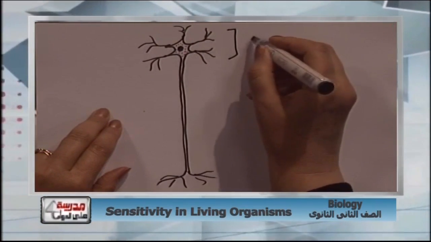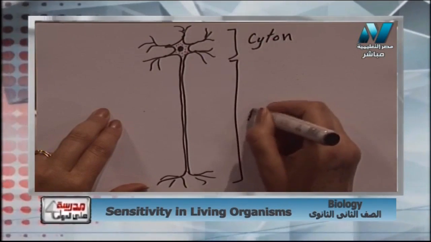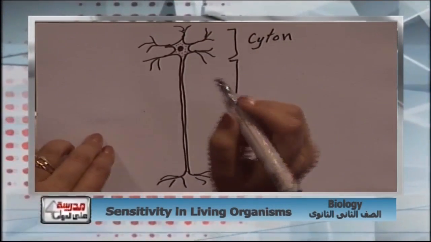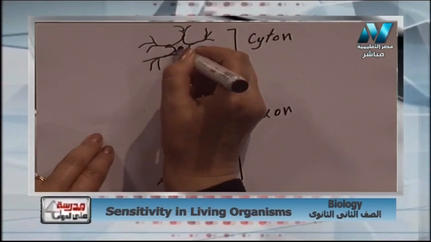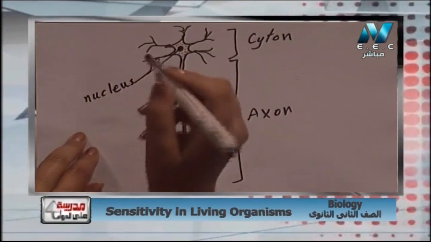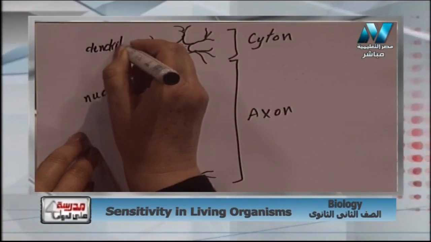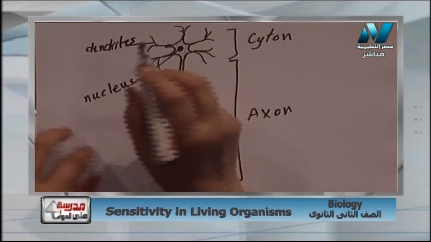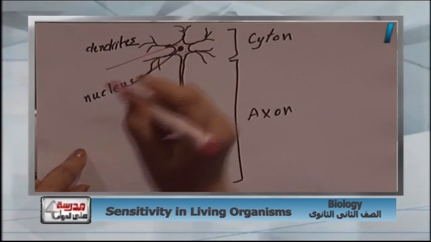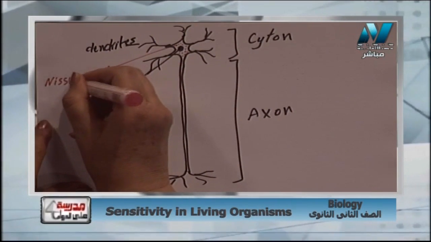This is cyton, and this is axon. And the cyton contains nucleus, and these are dendrites. And the granules here are called Nissl granules.